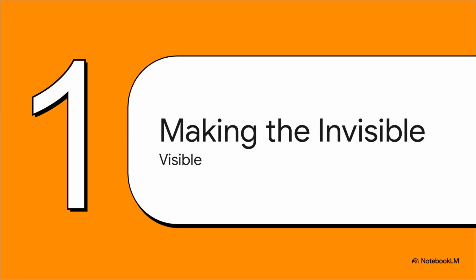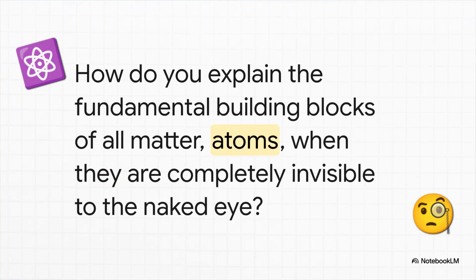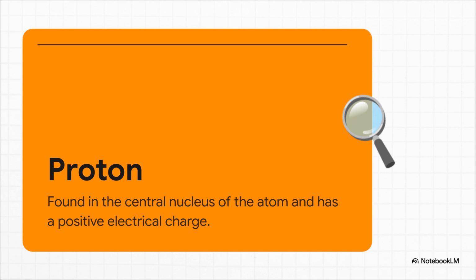Okay, first up, how in the world do you explain something that is literally impossible to see? I mean, really think about it. Everything, the chair you're sitting on, the air you're breathing, it's all made of atoms. They are the fundamental building blocks of, well, everything. But they're so ridiculously small we can't see them. So where do you even start? Well, you start by breaking it down into its pieces.